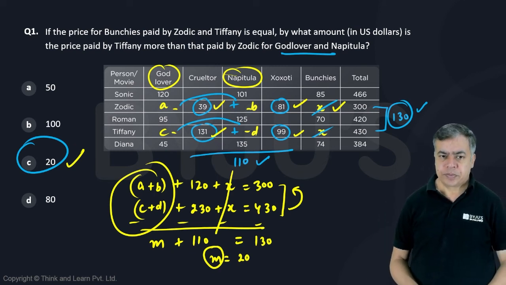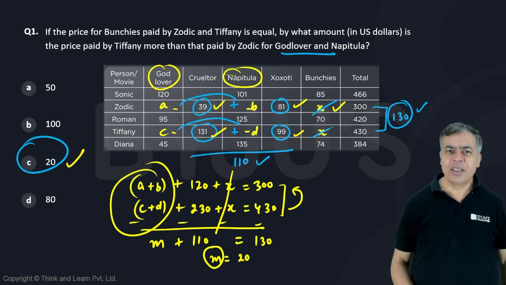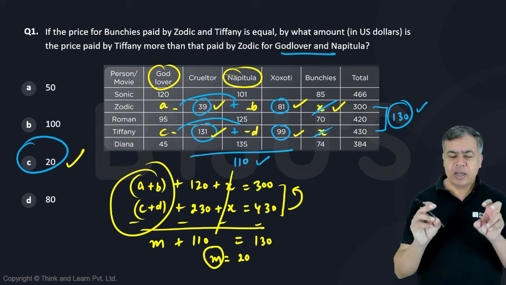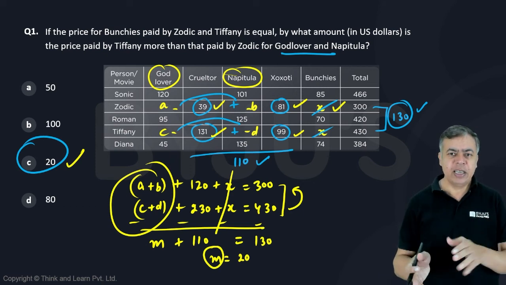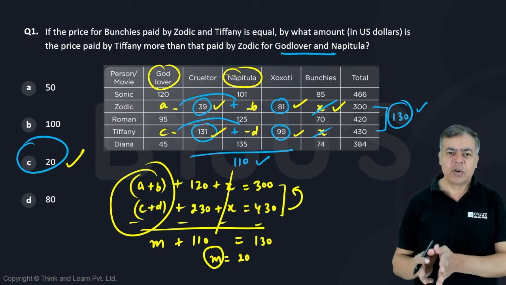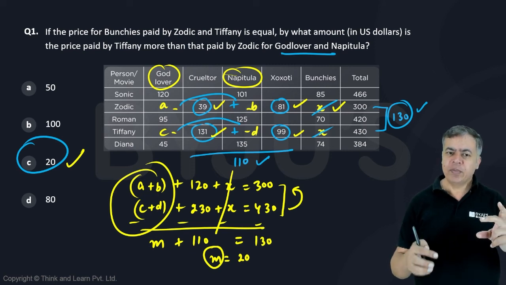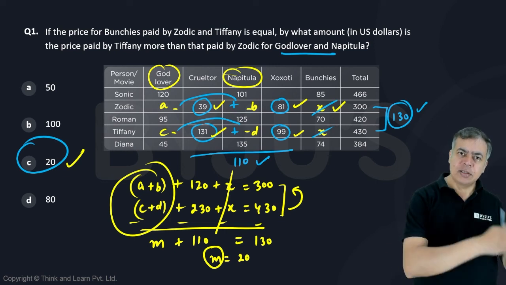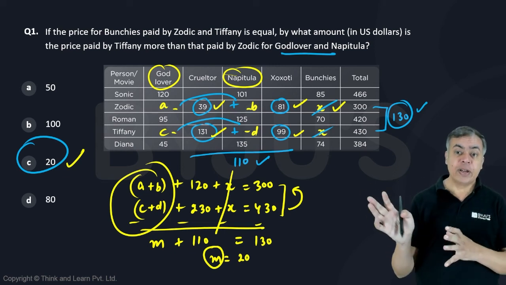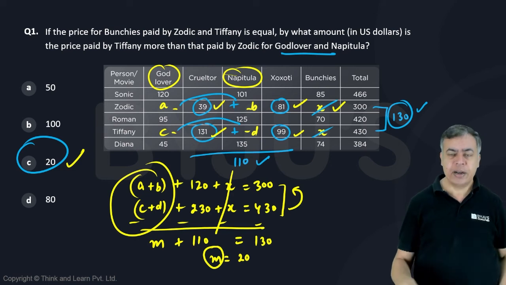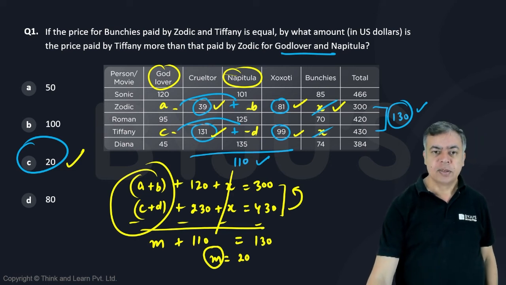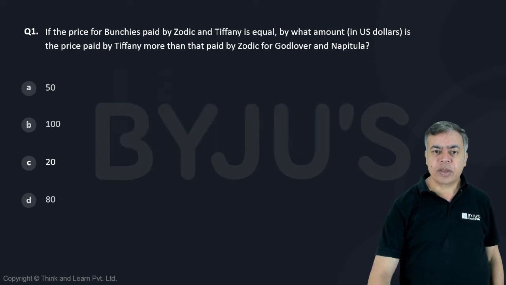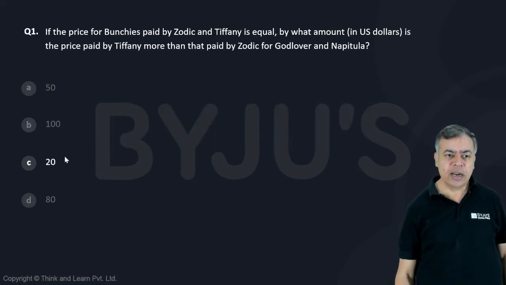Okay, so no need to write all these, right? You just need to understand, if movie B's X is equal, the remaining difference will be whatever is given, the difference of that, plus what you need to add to make the net difference equal to 130. Okay, that will be the difference. Let's see. Yes, 20 is the correct answer.